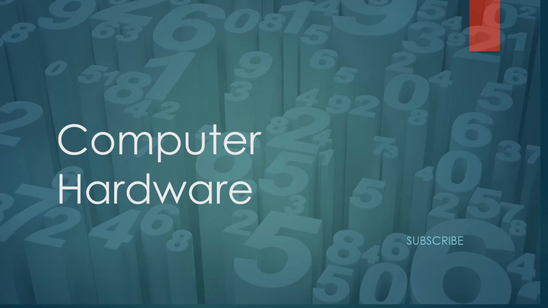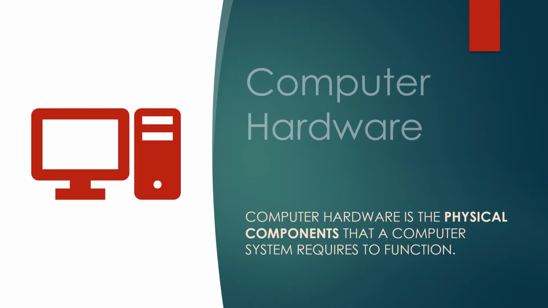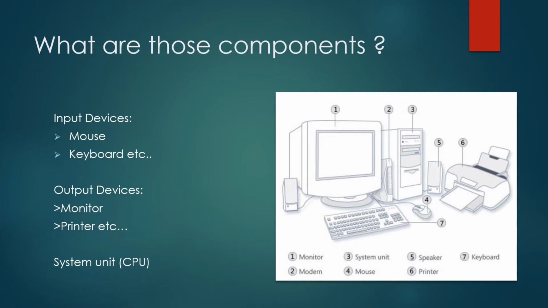Today we are going to discuss computer hardware. Computer hardware is the physical component that a computer system requires to function. What are those components? Input devices, output devices, and the system unit, which is the central processing unit.